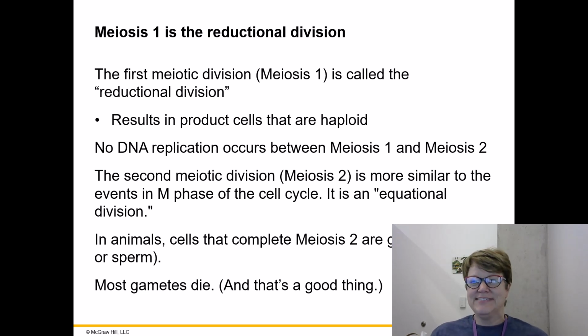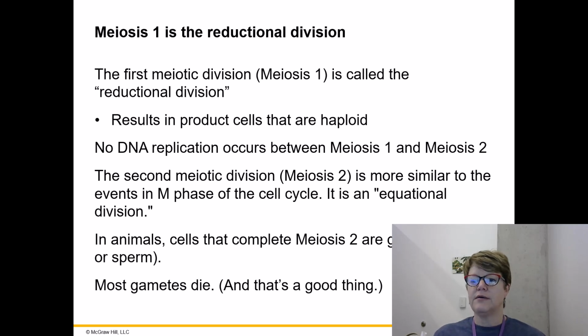Okay, so there's no DNA replication that occurs after meiosis 1 and before meiosis 2, because these divisions are back to back. And the second meiotic division is more similar to M phase of the cell cycle, mitosis. It's an equational division. So whatever you start with in an equational division, you end with 2 product cells that are also that same way.